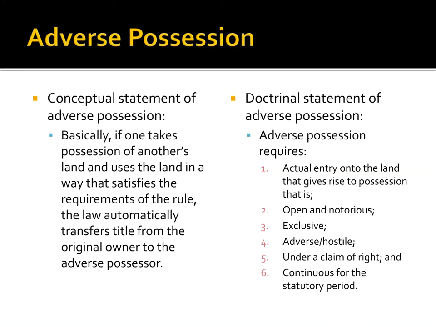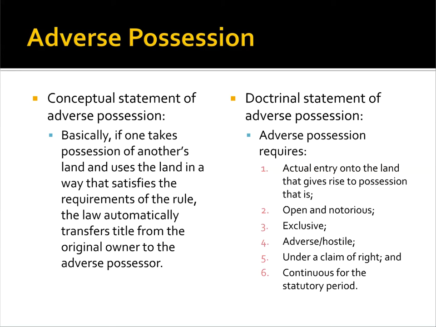So we know from a conceptual statement of a rule that what's on the left side of the screen should identify what the rule does, what adverse possession is, the effect of the rule, and provide generally a statement about the rule. So you can see that here, where it notes basically, if one takes possession of another's land and uses the land in a way that satisfies the requirements of the rule, the law automatically transfers title from the original owner to the adverse possessor. So you can take that and compare it to the doctrinal statement of adverse possession.